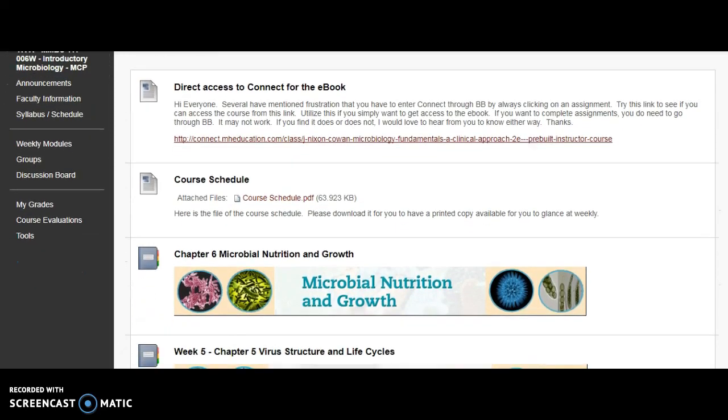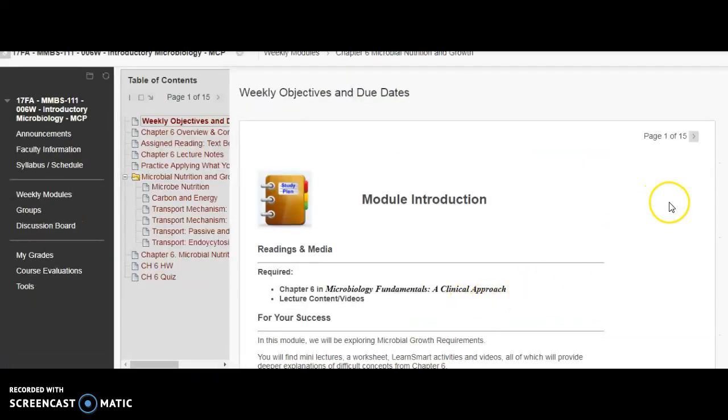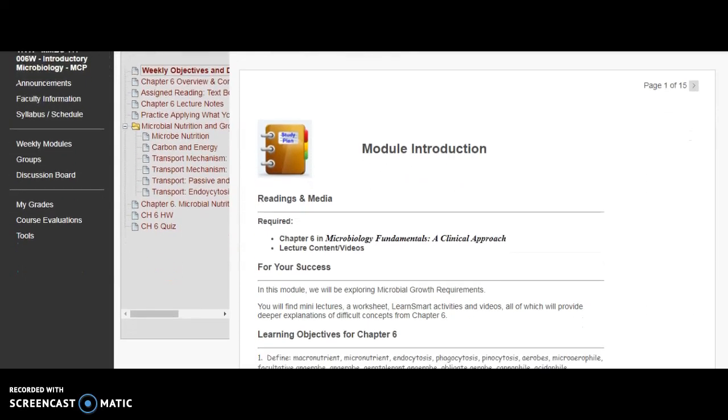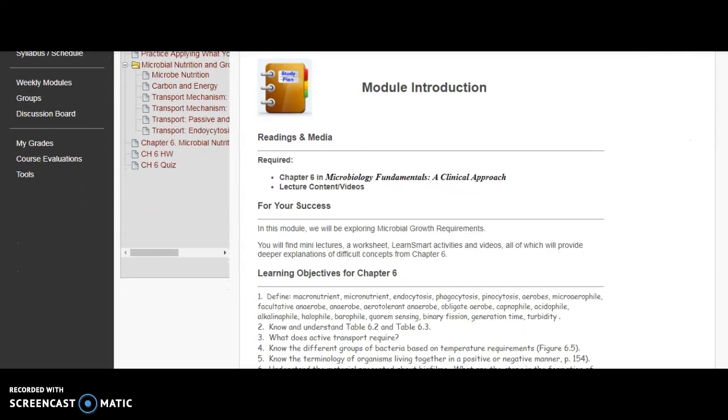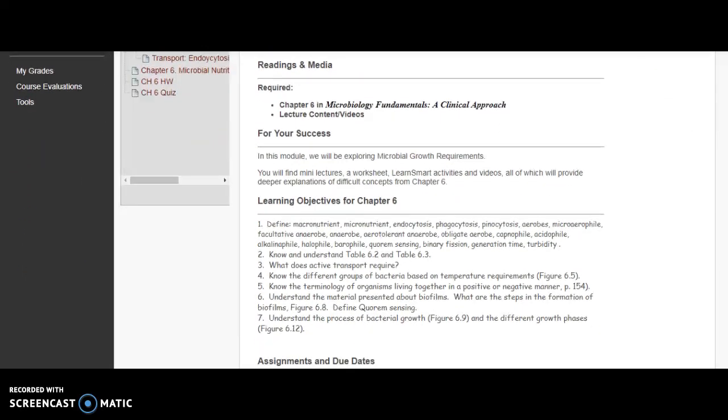This week we're going to be going over Chapter 6, Microbial Nutrition and Growth. It's a fun chapter, a lot of fun information. And here you just have the introduction to this week, and you have the chapter objectives.